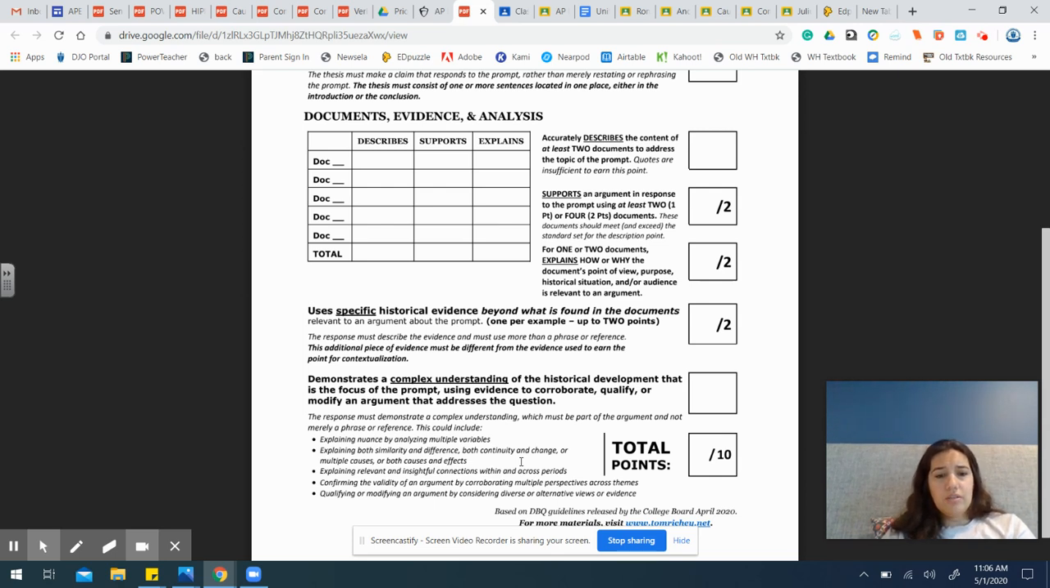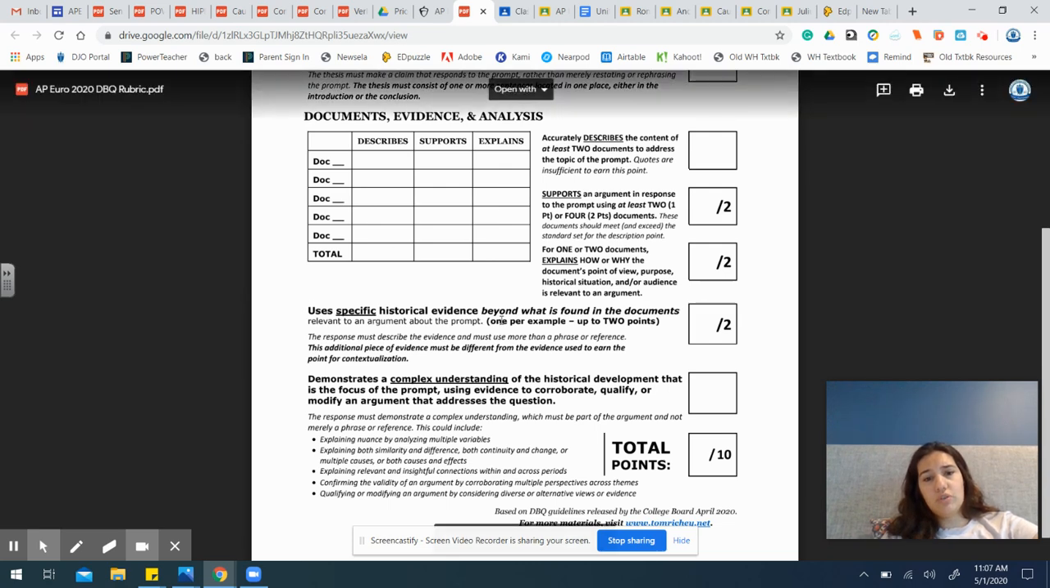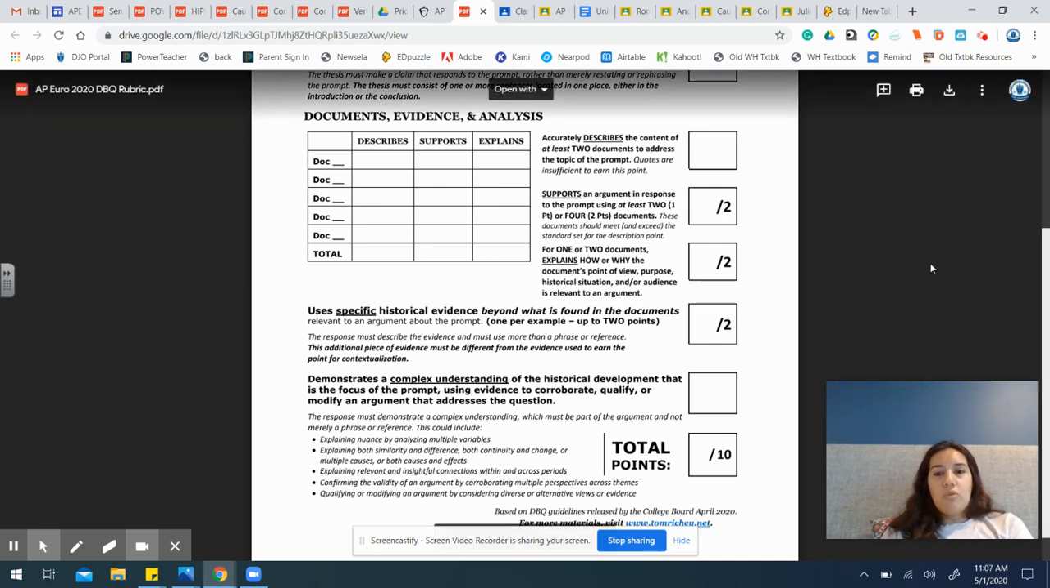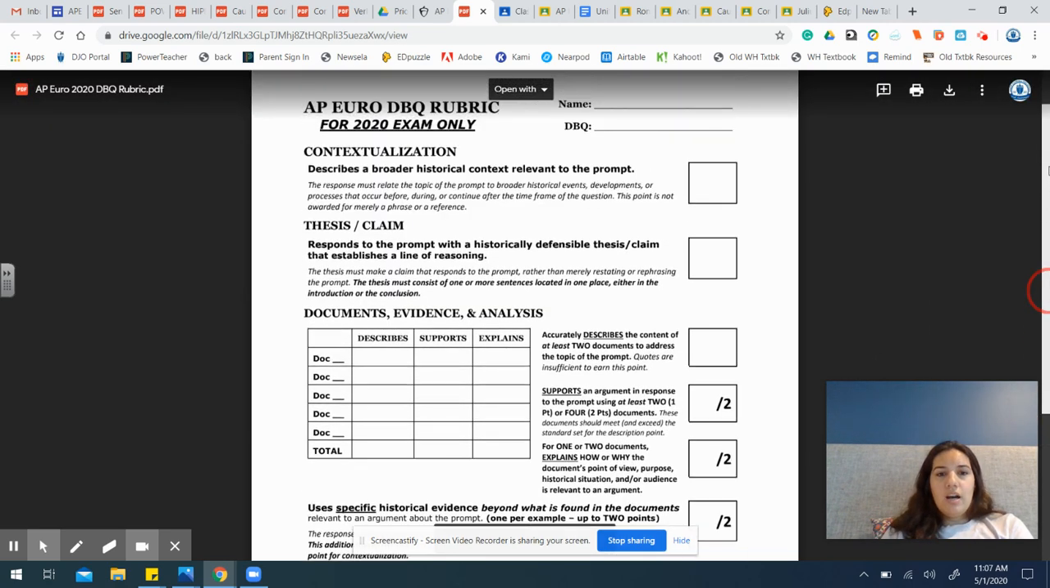So there's a couple of different ways to get this point, the unicorn point. Okay. But it does have to be different from your historical evidence. Your historical evidence should be specific for that time period. Okay, and then the unicorn point is more talking about on a larger scale, connecting other things to the time period and events that you're talking about, if that makes sense. We'll break this down more and more as we go on.